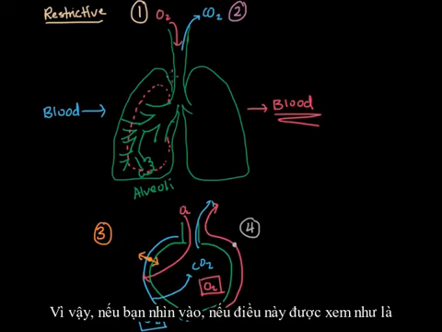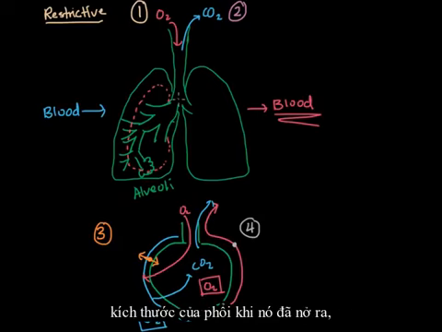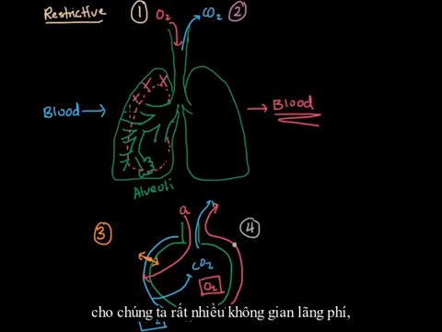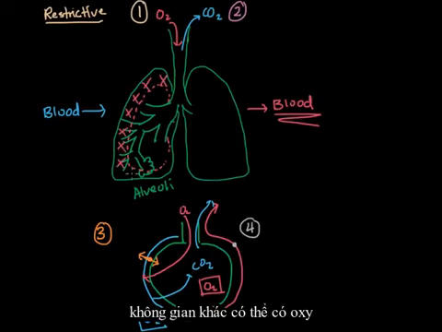If this is supposed to be the size of the lung when it's blown up, this smaller lung here in restrictive disease gives us a lot of wasted space. All the space that could have had oxygen but is now not usable. That just makes the whole system less efficient, right? So there's something wrong with the actual structure of the lungs that's making it hard to expand.